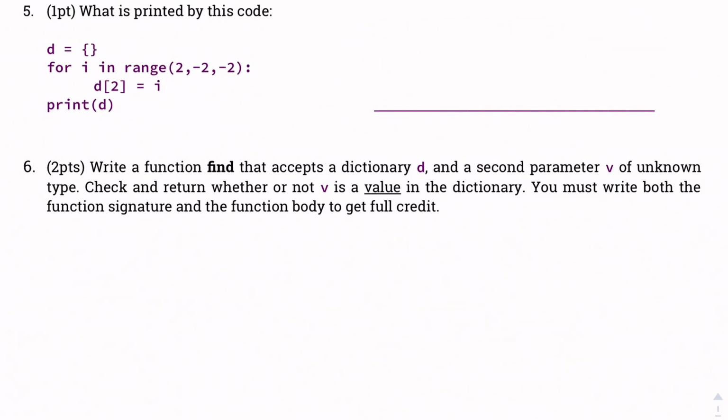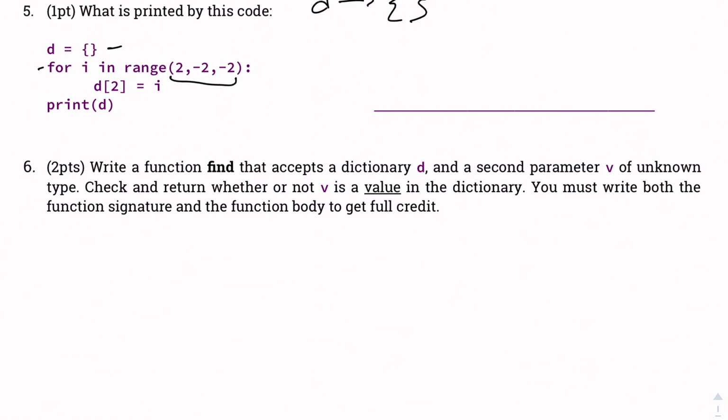Number 5, what is printed by this code? So we've got a dictionary, D, it starts off as empty. That's neat. So we've got an empty dictionary. There is currently nothing inside of it. No key value pairs. For i in range 2, minus 2, minus 2.